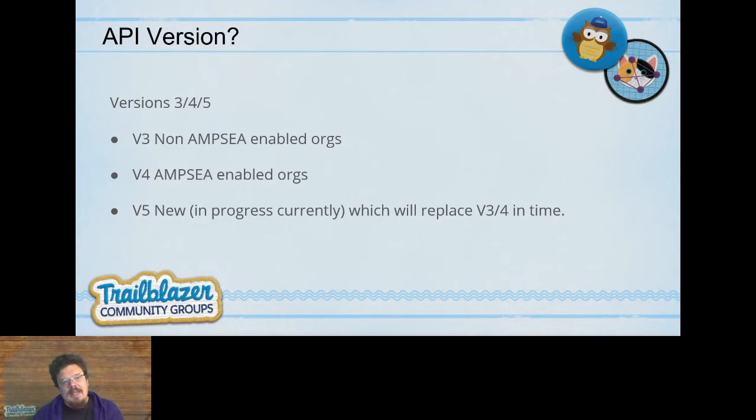When AMSIA came around, that email address was no longer guaranteed to be unique. So now we need to rely on CRM IDs. So really the only difference between version 3 and version 4 is, when we request prospects, what our unique identifier for the prospect is.